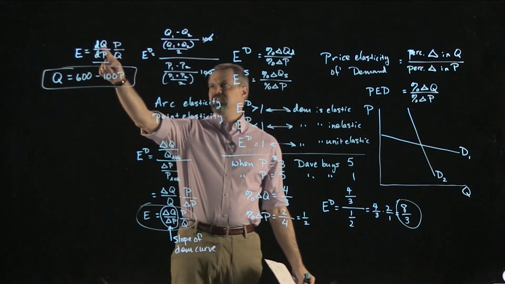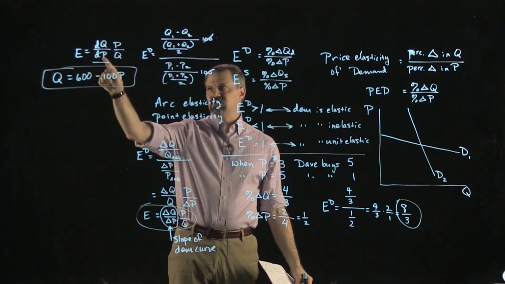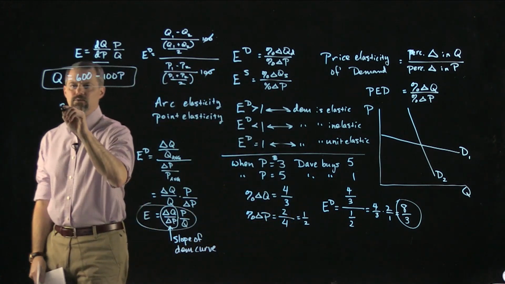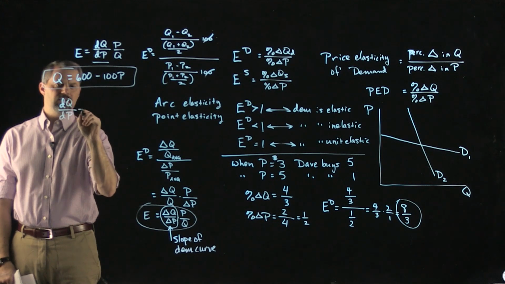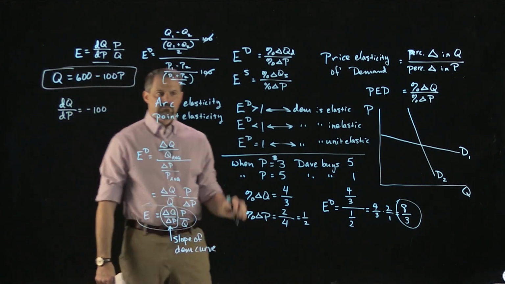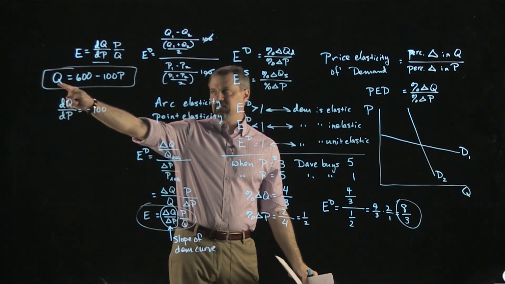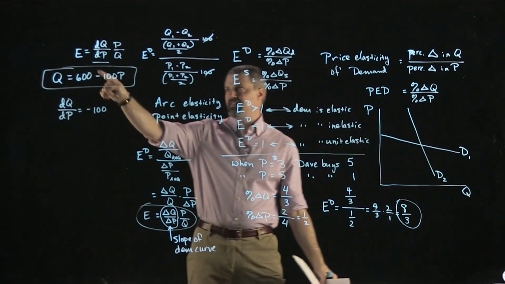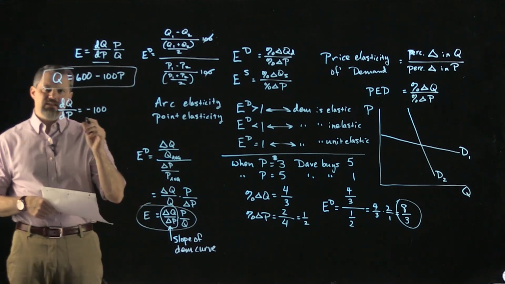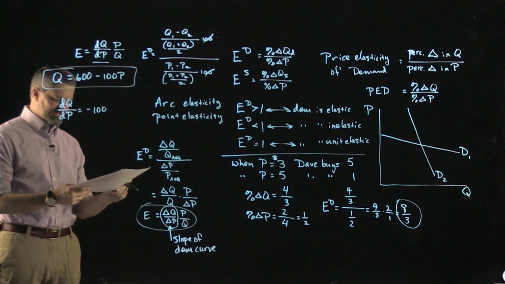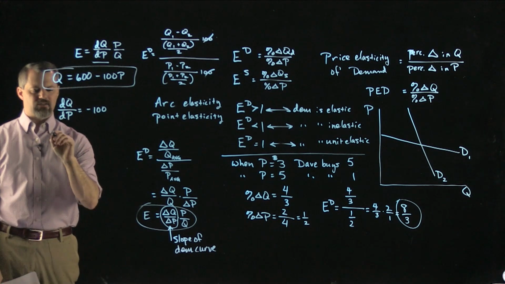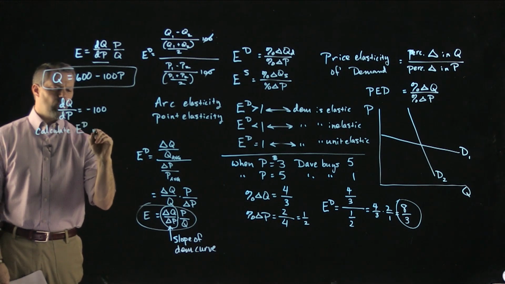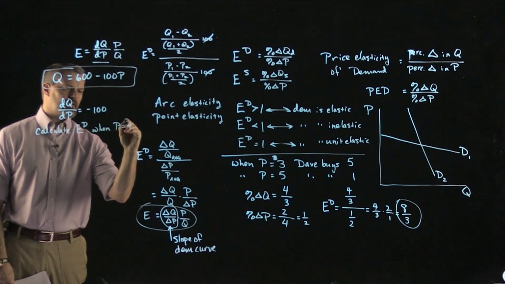Now, this term, dQ/dP, the slope of the demand curve, all you have to do is look at this function. You can pull the slope off. dQ/dP is equal to negative 100. Or, if you know the calculus of it, just take the derivative of this with respect to P. It's negative 100. So now we've got this term. Now we can calculate the elasticity at any price. Let's calculate it at a price of, say, $4. Calculate the elasticity of demand when price equals $4.